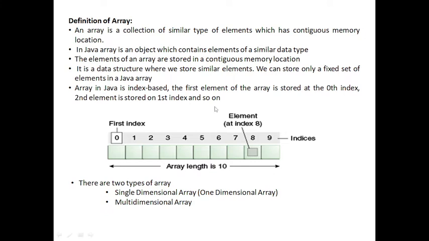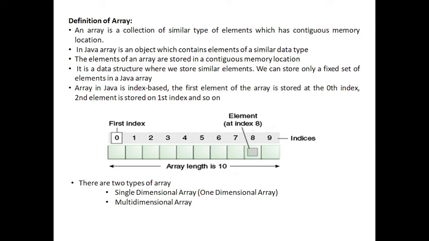The first element of the array is stored in the 0th index. The second element of the array is stored in the first index location. The next element is stored in the second index location. Like this, elements are stored in continuous memory locations. This is the definition of the array. Why do we use an array? An array is used to store more than one element. If you want to store more than one element, we go with an array. But before we use the array, we should know the basic characteristics of the array. An array is going to store similar type of elements, that is homogeneous elements.